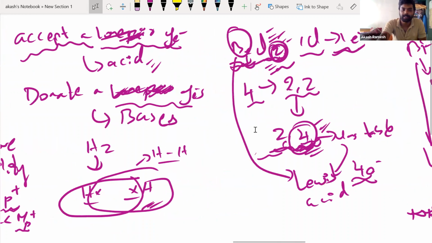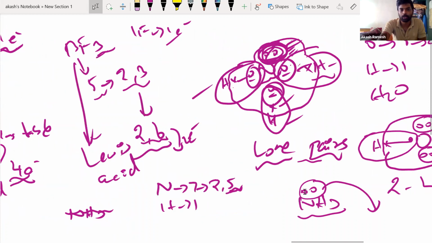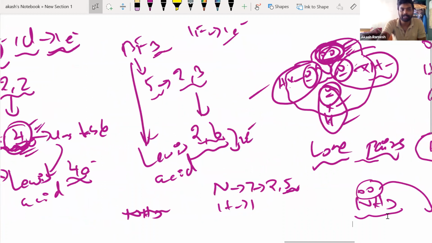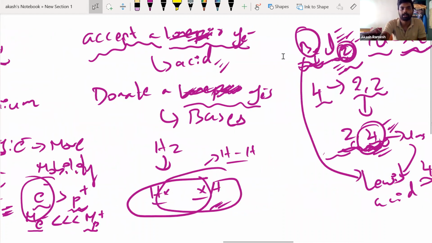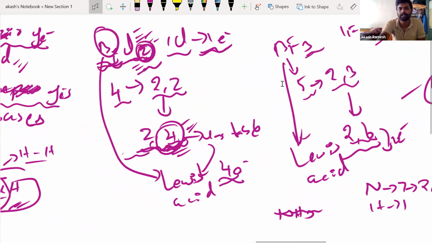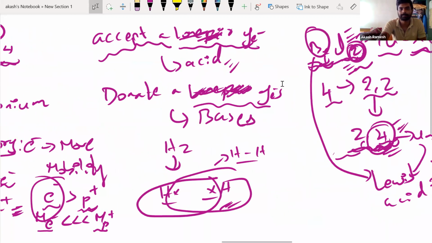So ammonia is a Lewis base because it will be able to donate the lone pair to some other species. And whichever is able to accept a pair of electrons, those are called Lewis acids. That is BeCl2, BF3. There are so many other examples, but you don't have to go into the details.